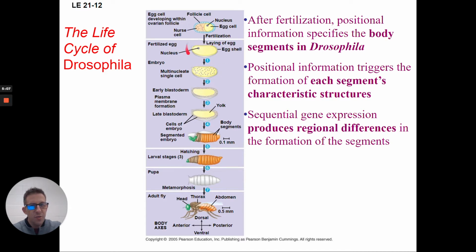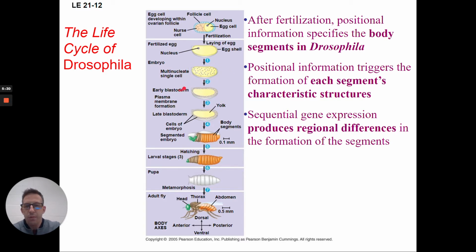And at this point, this is just one cell. Okay, this is what we call the zygote, right? And after that initial fertilization, positional information is going to specify the body segments of the Drosophila. So as this fertilized egg continues to develop, it's going to have continued cell divisions, and that's what we see here. It's multinucleated at this point.